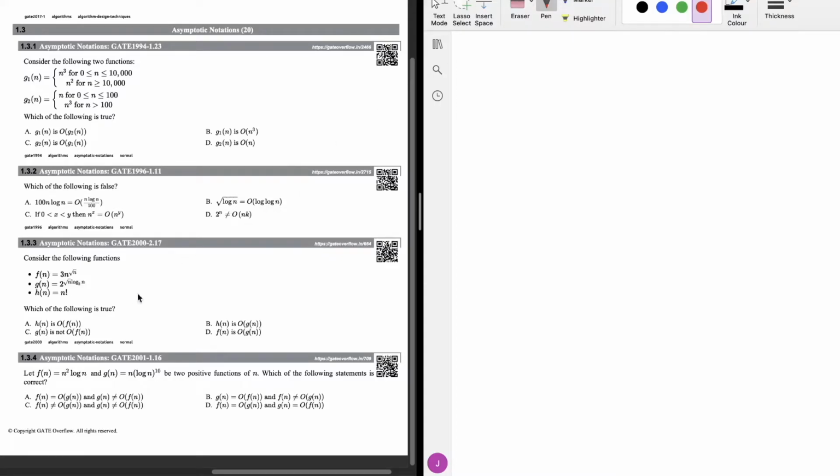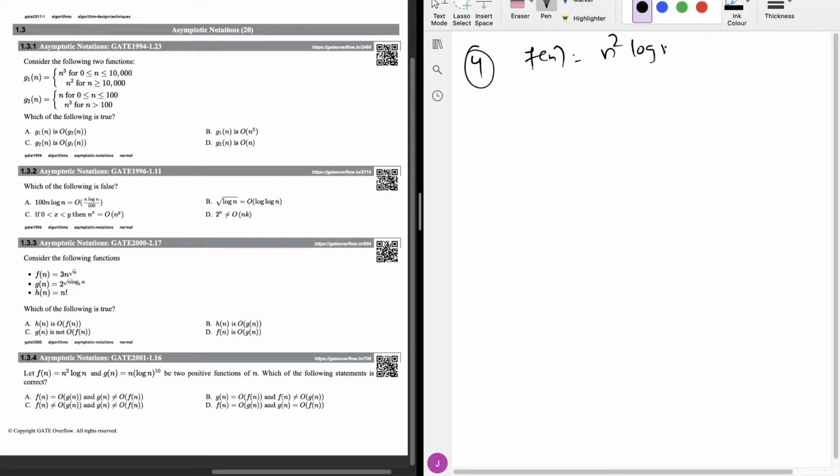In this video we will be discussing this question. This is from GATE 2001 and this is related to asymptotic notations. Here in the question, this is the fourth question. So f of n, a function is given, and it is n square log n, and g of n is another function given, it is n into (log n) power 10. Be two positive functions of n, which one of the following is correct?